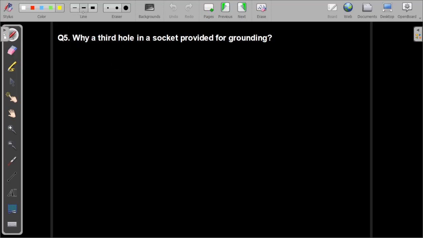What is written here? Why is a third hole in a socket provided for grounding? Grounding means earthing. You have seen earthing at home, right? Why is that done? Why is a third hole in a socket provided for grounding?